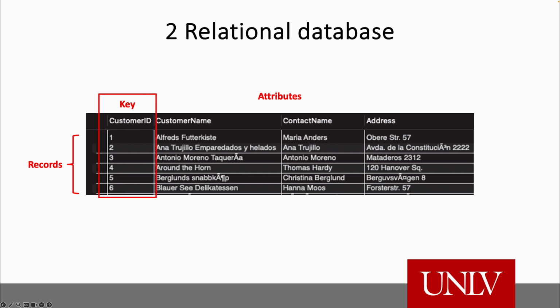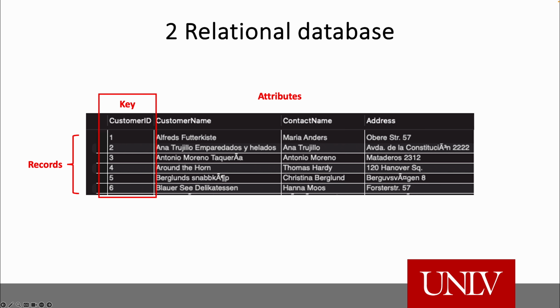Among them, customer ID is the primary key. It uniquely identifies every customer in the table. And then each record is a row, or a tuple. One row might describe a customer.